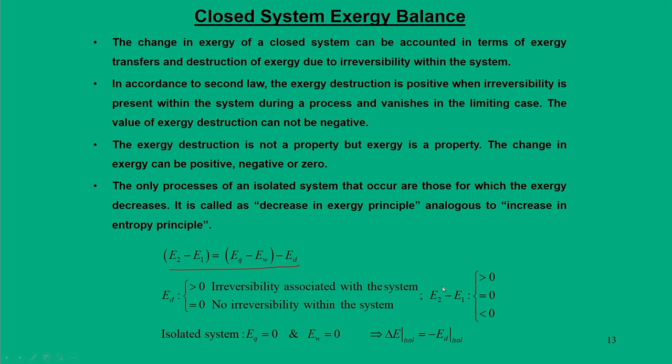Now, we already mentioned the isolated system. When we define an isolated system in the thermodynamic sense, it does not involve any heat transfer or any work transfer. So, EQ and EW are both 0. We can write E2 minus E1 as delta E of the isolated system, and from this equation we can interpret that it is minus ED, the exergy destruction of the isolated system, which says that the exergy of an isolated system always decreases. This is called the decrease in exergy principle.